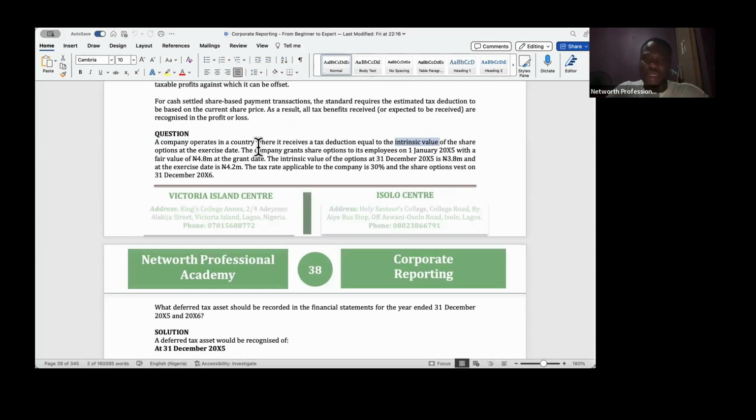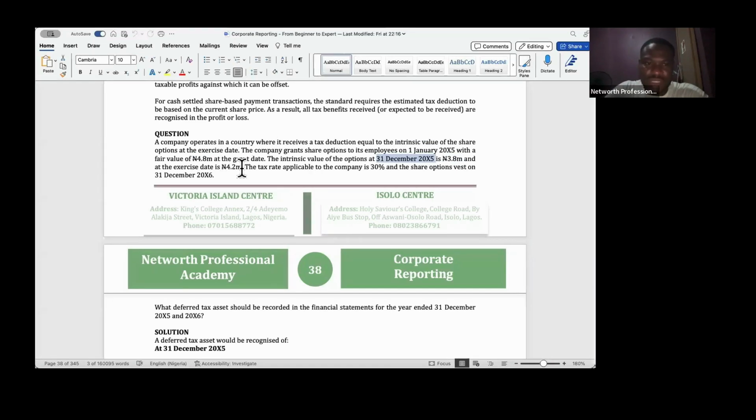Then look at it. They said the company grants share options to employees on 1st January 2005 with a fair value of 4.8 million at the grant date. The intrinsic value of the option at the end of the year is 3.8 million. This is what I need, 3.8 million. And at the exercise date is 4.2 million. The intrinsic value of the option at 31st December 2005 is 3.8. And at the exercise dates, let me see, what will be the exercise dates?